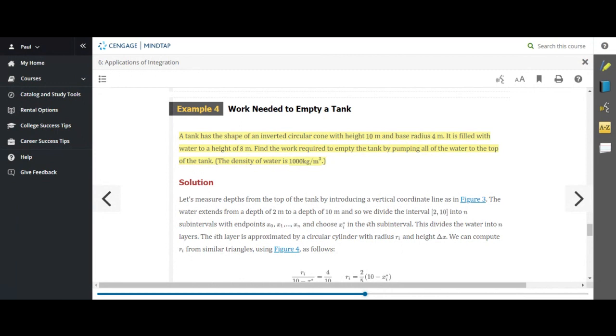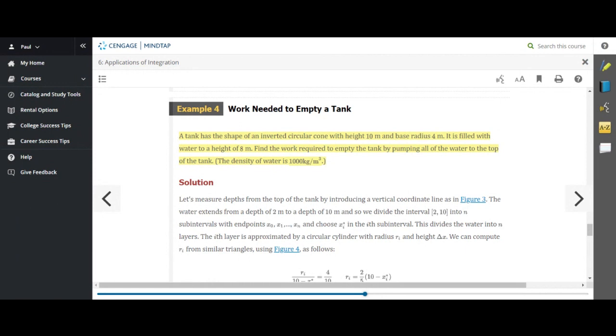And incidentally, the density of water is 1,000 kilograms per cubic meter. If you were dealing in feet and pounds, the density of water is 62.5 pounds per cubic foot. But right now we're dealing in metric units, so the density of water is 1,000 kilograms per cubic meter.